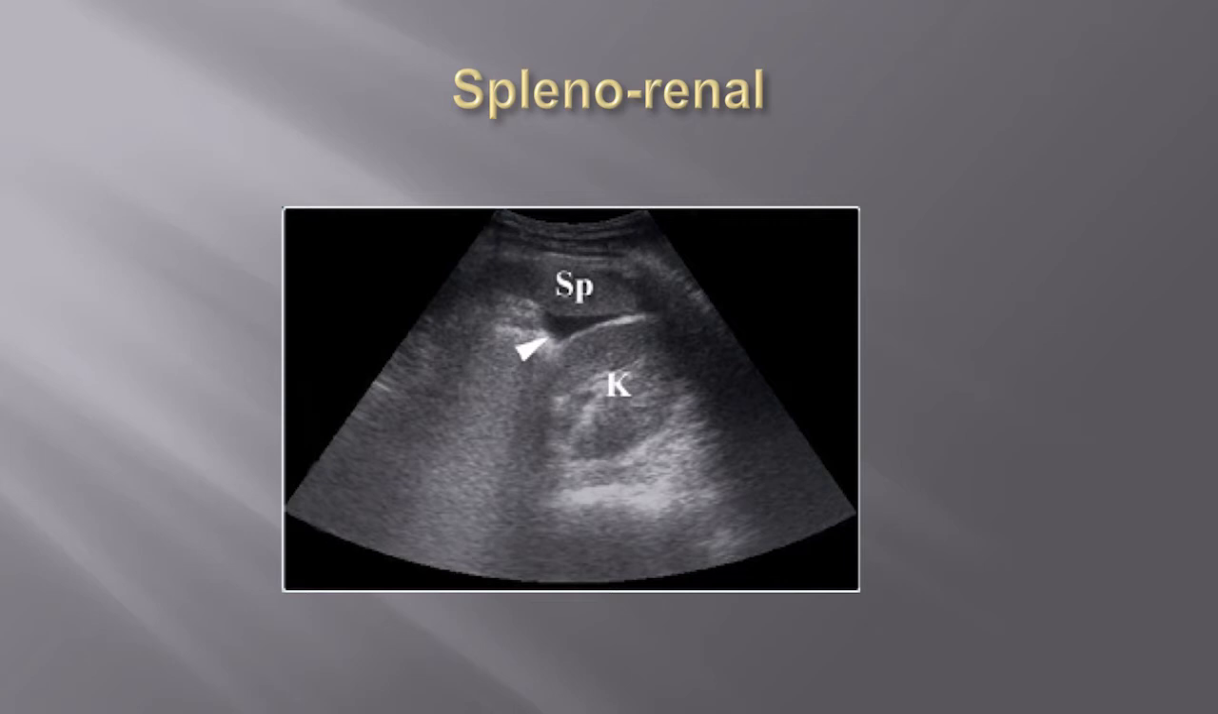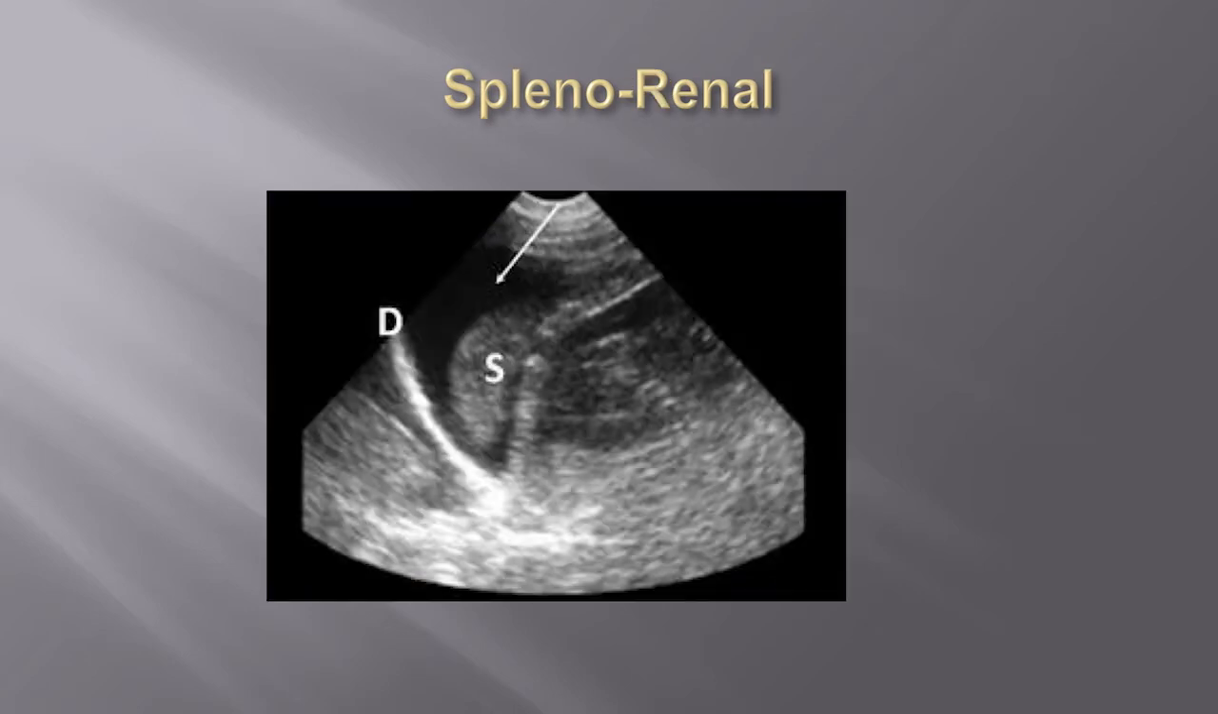Correct. Here's your diaphragm going to be up there, all right? And so if the patient's laying down, at the posterior portion of the body, you can see blood in the chest as well. There we are. Splenorenal. All right. There's your diaphragm. Okay, lots of blood there.